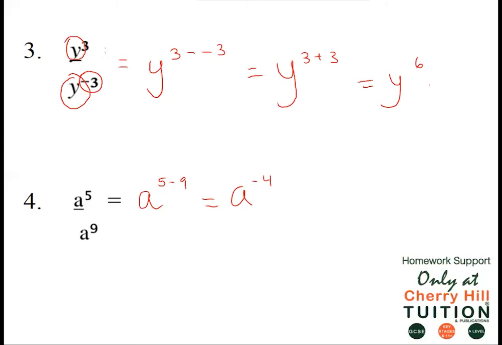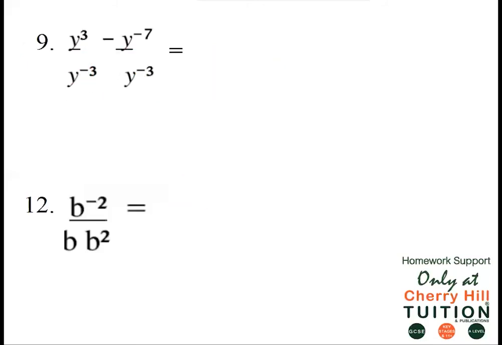Okay, let's move on. So question 9, we have y to the power of 3 divided by y to the power of minus 3, minus y to the power of minus 7 divided by y to the power of minus 3. Okay, so this one consists of a few more steps than the previous ones. Let's do this step by step.